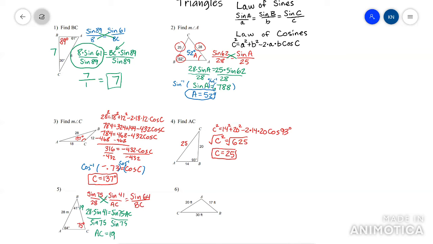All right, and then you do the same thing for the next one. So it would look like, let me switch colors, 28 sine 64 equals BC times sine 75. You're gonna have to divide by sine 75. Now you can just punch this whole thing into the calculator again. So 28 times sine 64 divided by sine 75 gives you a value of 26. So BC is 26.